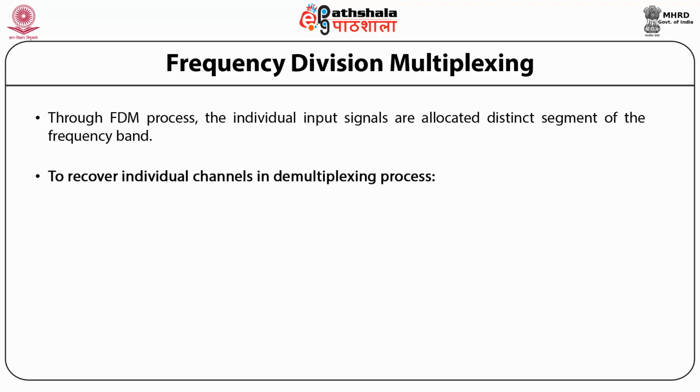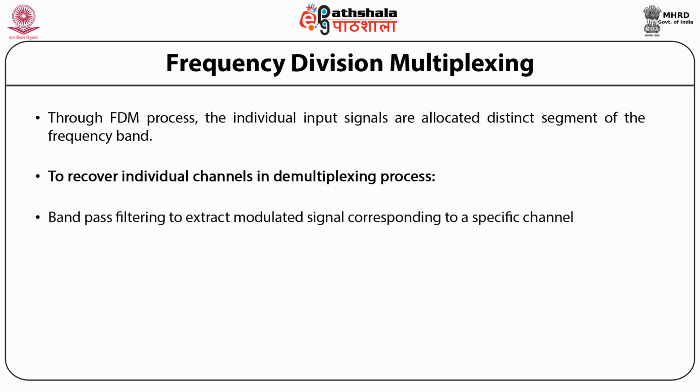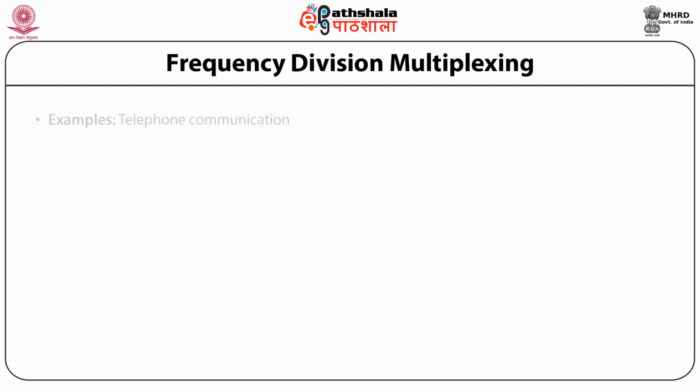To recover the individual signals in the demultiplexing process, first we need band pass filtering to extract the modulated signal corresponding to a specific channel. Then this is followed by demodulation to recover the original signal. This figure shows the schematic of the individual signals which have been multiplexed, that is, frequency division multiplexing taking place. The curve for each of these signals and the modulated FDM composite spectra is also shown in this figure.